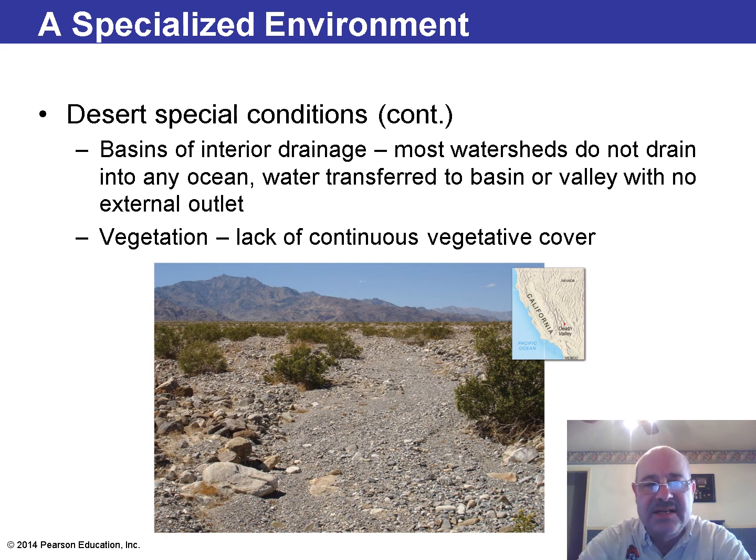All right, basins of interior drainage. Most watersheds do not drain into any ocean. They don't, okay? There's no major streams running through these. The water transfers to the base of the valley with no external outlet. No external outlet. What do we got now? A saline lake until it dries out. So you get salt sediments, okay?